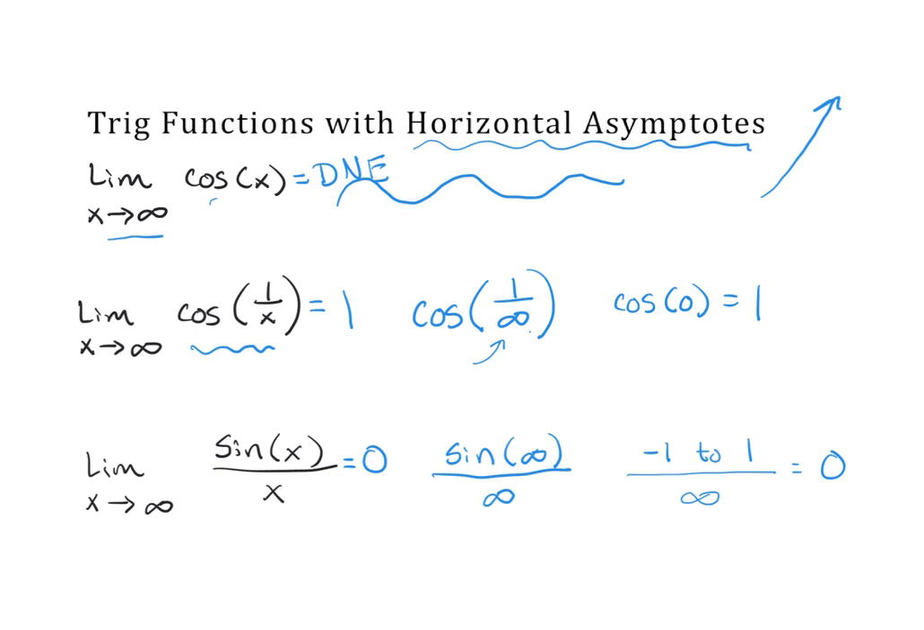Okay, there's a lot of information in this lesson. We're going to spend a few days on this in class to go over all the details. But we've got limits approaching vertical asymptotes, and then limits approaching infinity, which equal horizontal asymptotes.